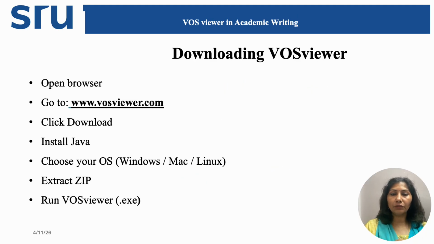To start using VOS Viewer, we have to download it from our official website. Open your browser and visit vosviewer.com. Then click on the downloading option. After downloading, ensure that Java is installed in your system. Choose the appropriate version for your operating system. Extract the zip file and run the executable file.